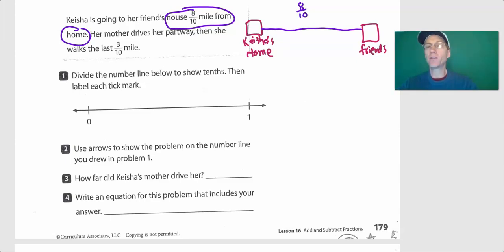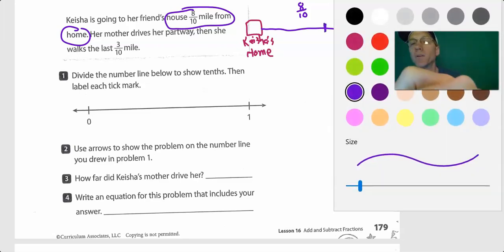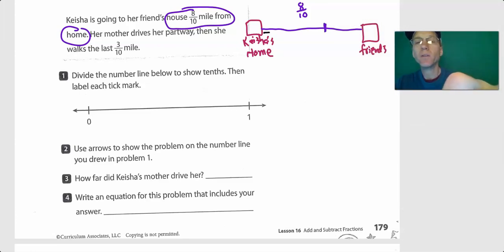That means that's the whole. That's how far she's going to go. She's going to go 8/10 of a mile. Okay? And then her mother drives her part way, and she walks the last 3/10. So maybe her mother drives to here. Could even do it just like this. There the mom drives and then stops right there. You could say mom. And then on the other part here, this is where she's walking.